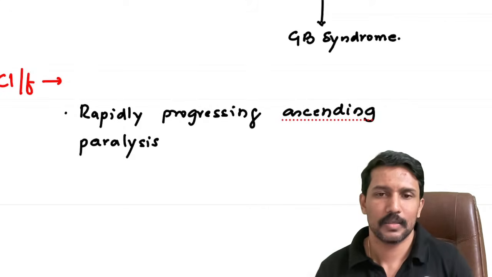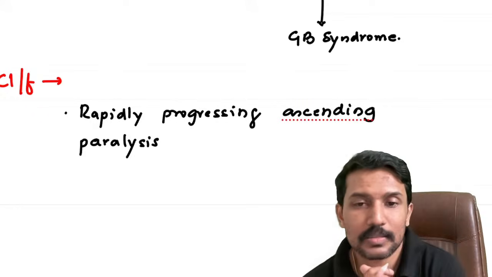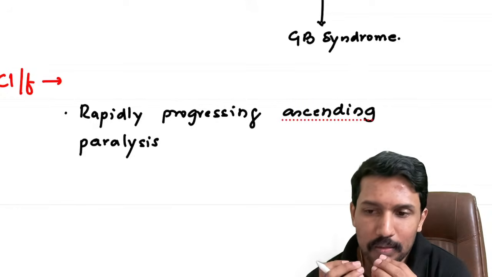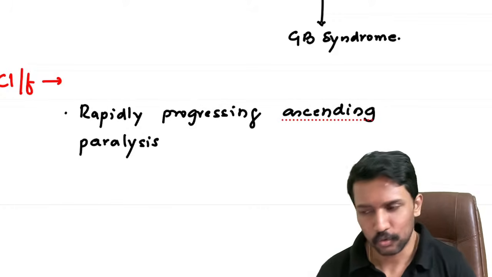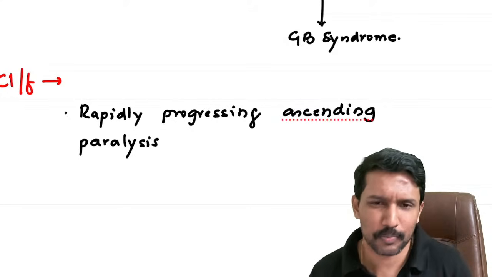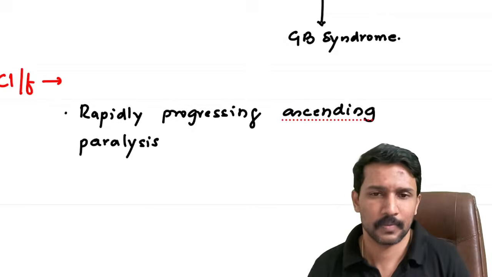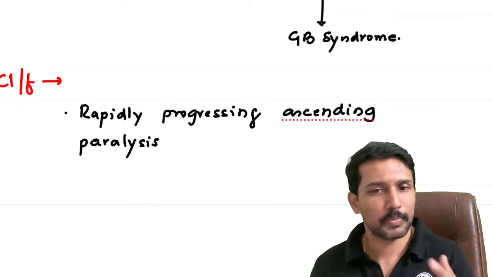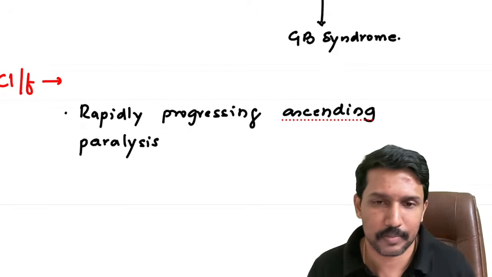Okay, but how will I get to know that this ascending paralysis is only because of the peripheral nerve being affected? See, I had dysentery or loose stools. During loose stools, I lost electrolytes massively from my body. So I might develop hypokalemia. Hypokalemia also causes weakness. So how do I say that this patient's weakness is because of GB syndrome and not because of hypokalemia?